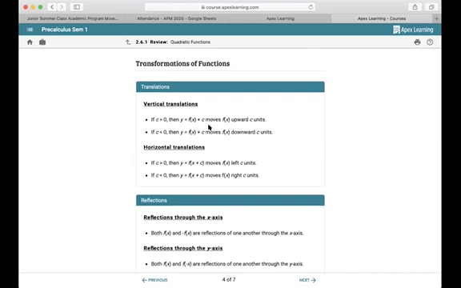Opposite, if we had C less than 0, that means it's a negative number, okay? Obviously, we associate negative numbers with downwards, all right?